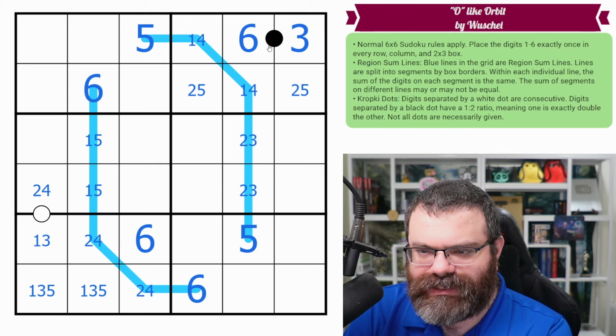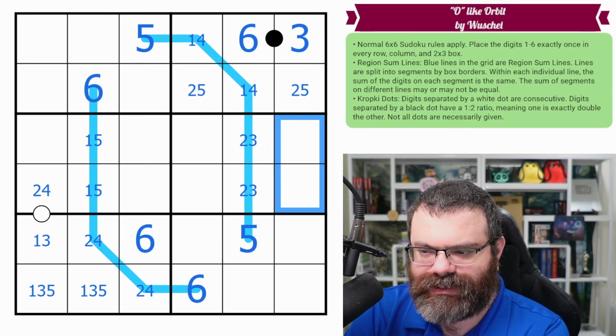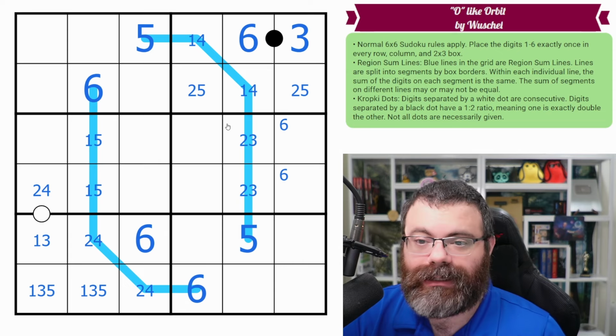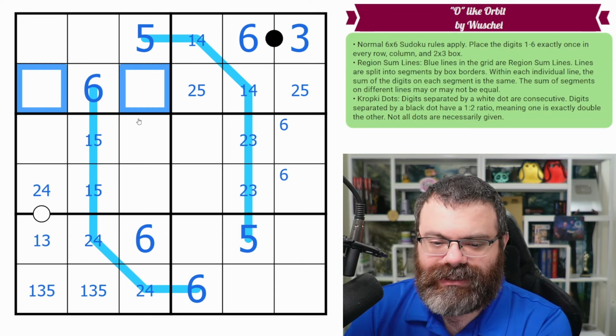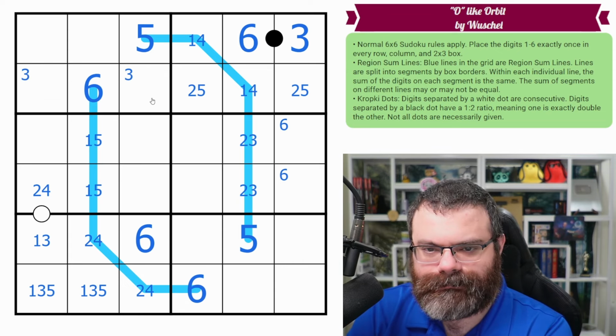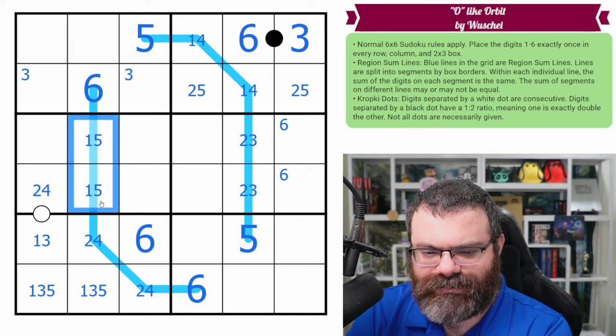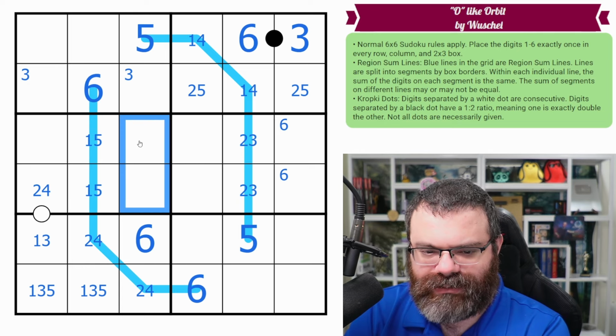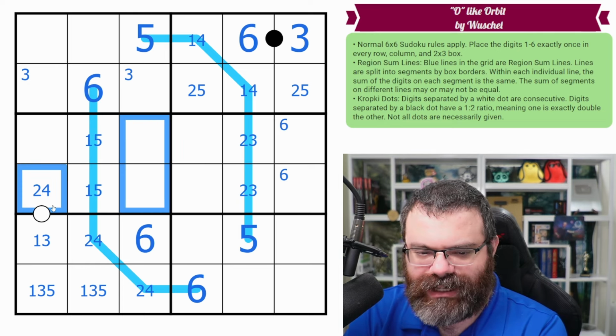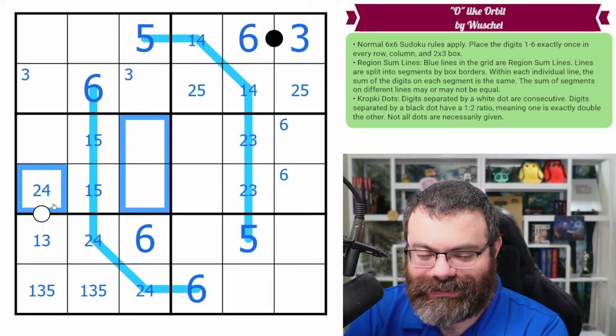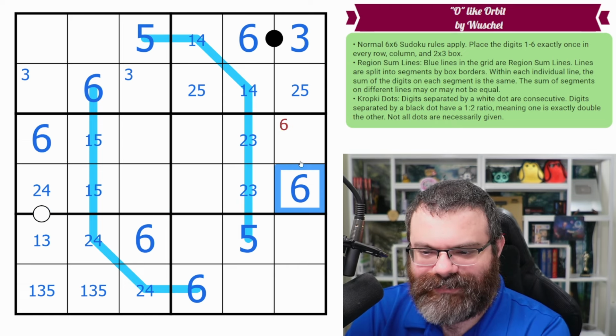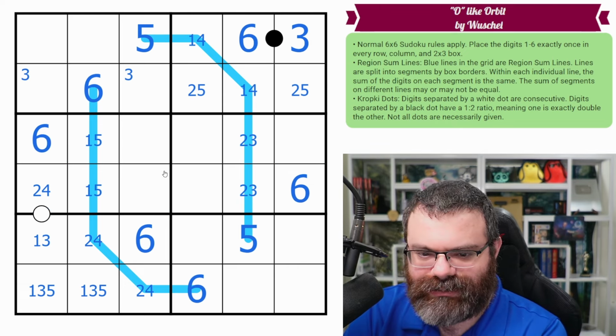Let's see. There must be something obvious here. The 3, the 6s. We do have two 6s here. So there's a 6 over here. There's a 3 in one of these two cells. What else can I do here? This 6 looks up. This isn't 6 because of the black dot. Sorry, the white dot. So this is a 6. Places that 6. Okay, 6s are done.